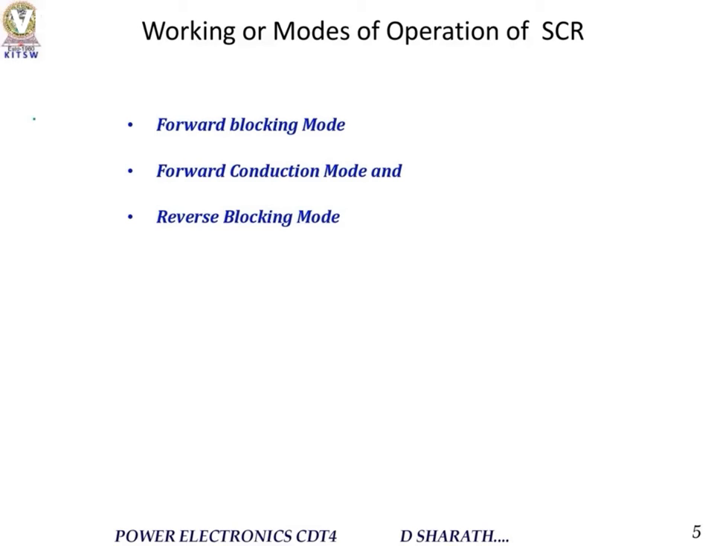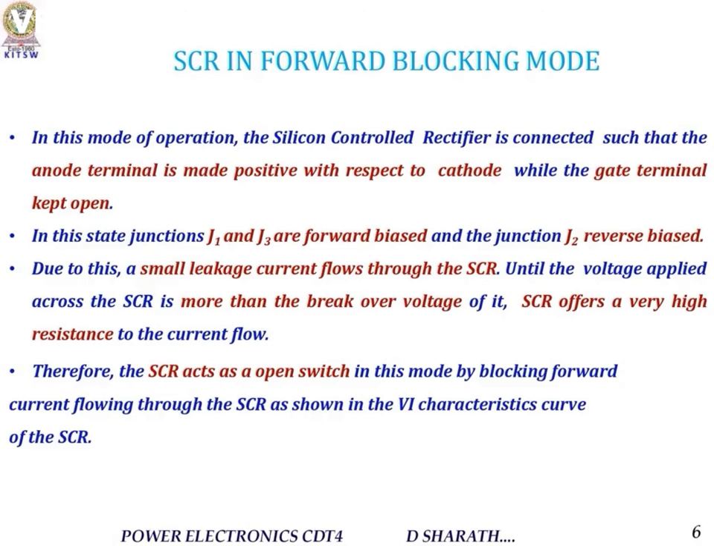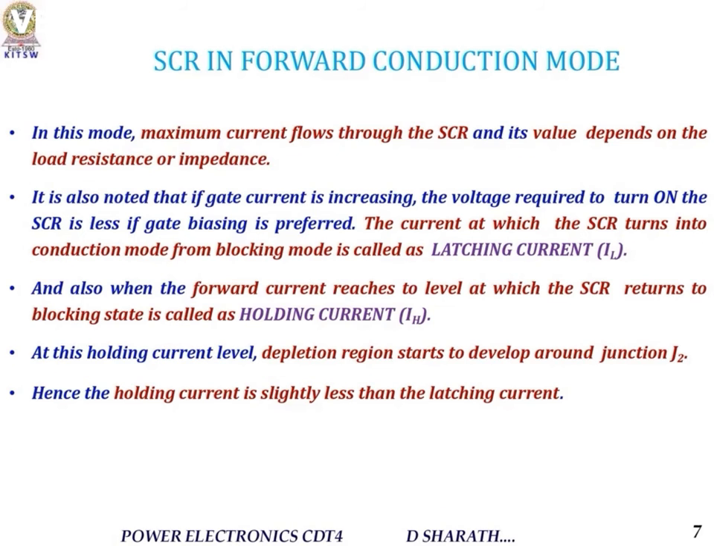In forward blocking mode, the anode is made positive with respect to the cathode, while the gate terminal is kept open. In this state, junctions J1 and J3 are forward biased and J2 is reverse biased. Due to this, a small leakage current flows through the SCR until the voltage applied across the SCR exceeds the breakover voltage. This is said to be the blocking state.